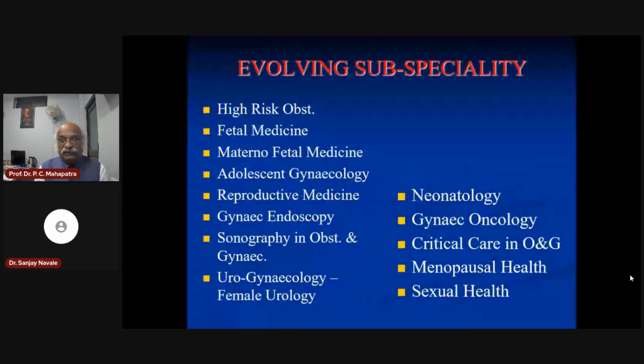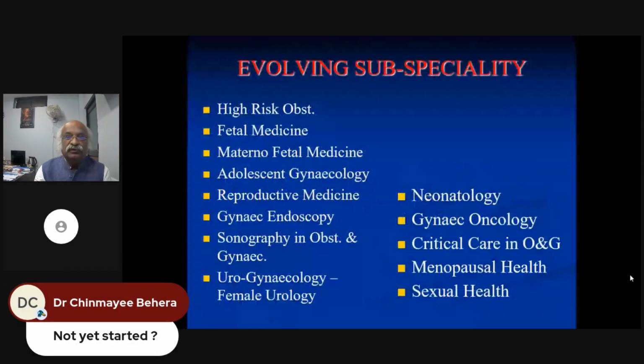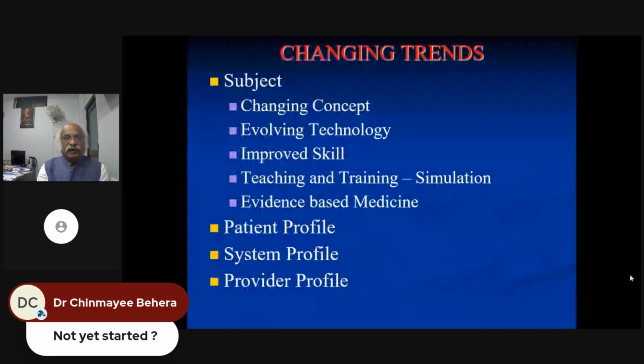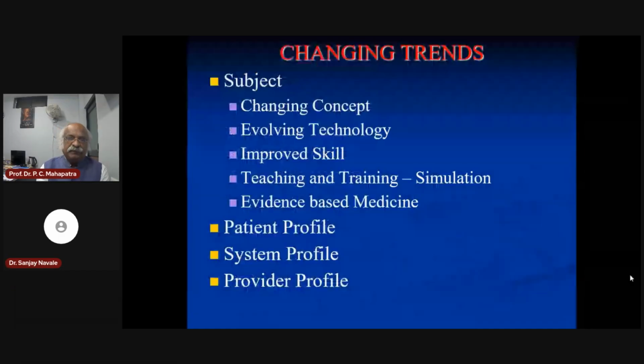Urogynecology or female urology, neonatology, gynecological oncology, critical care in obstetrics and gynecology, menopausal health, sexual health, and so forth. It is a very varied subspecialty, and in the practice of obstetrics and gynecology you can be either a generalist or in a different subspecialty depending on your choice. So what are the changing trends? Let me divide the changing trends into different sections.